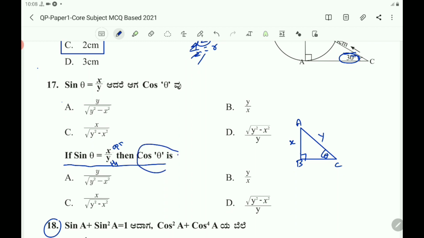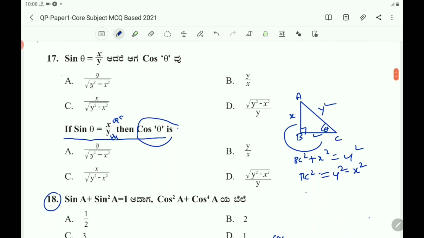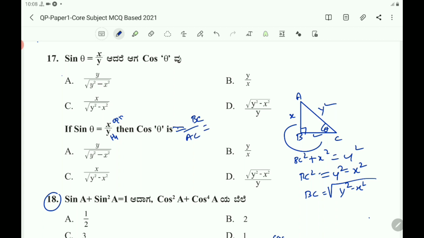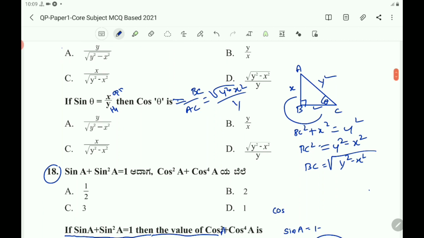Then to find cos theta, the adjacent side is needed, that is BC is needed. You know that AC is the hypotenuse, so BC square plus AB square equals AC square, that is BC square plus x square equals y square. So BC square becomes y square minus x square. Then BC equals root y square minus x square. Then cos theta is adjacent side by hypotenuse, that is BC by AC, that is root y square minus x square by y. So option D is the answer.